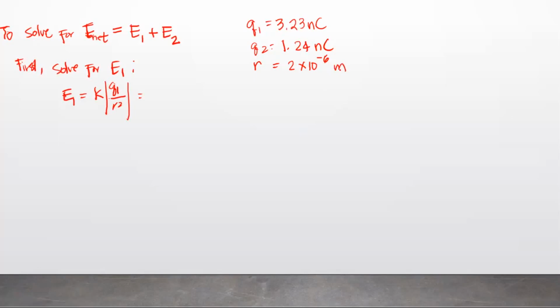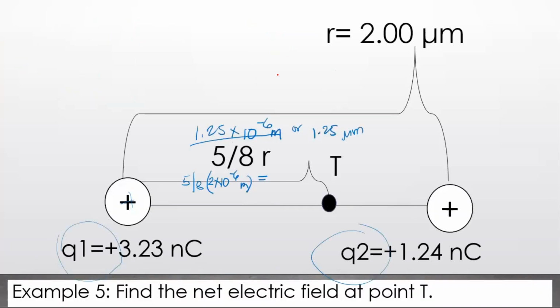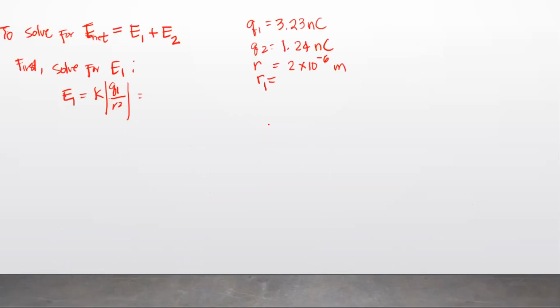meters. Okay, pero ang distance from Q1 to the test charge, butang na lang natin R1. So meaning that is the distance from Q1 pakadto sa aton nga test charge. And that is 1.25 times 10 raised to negative 6 meter.